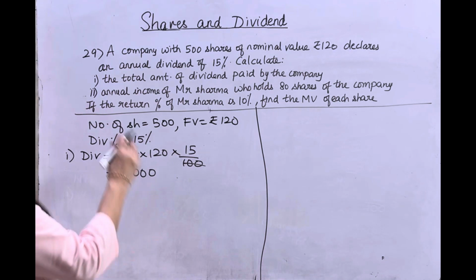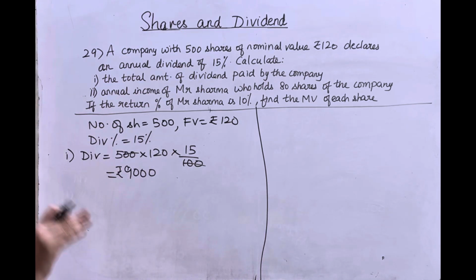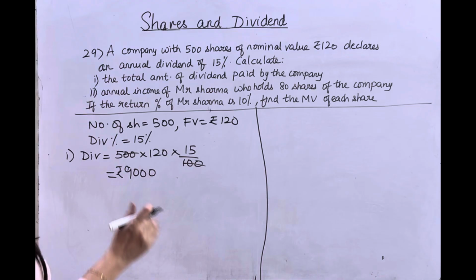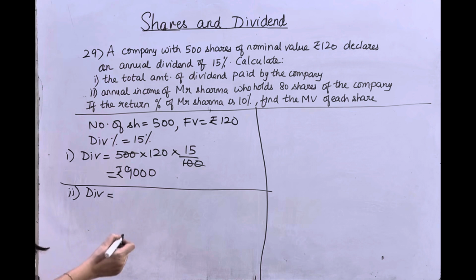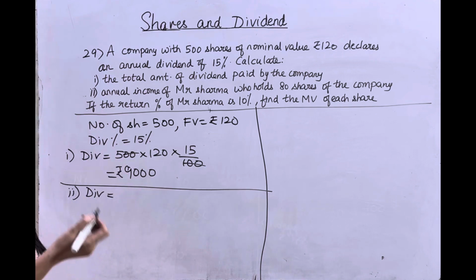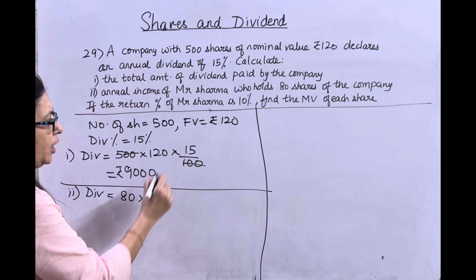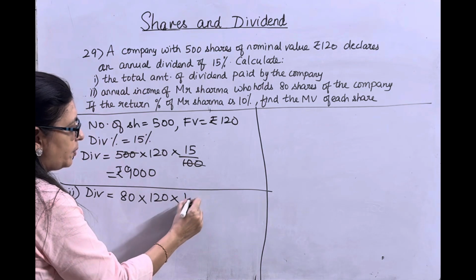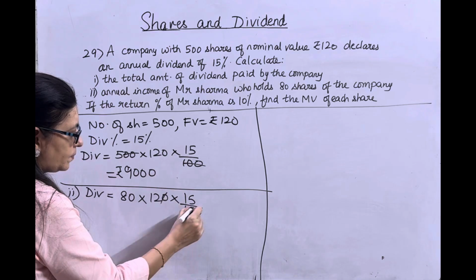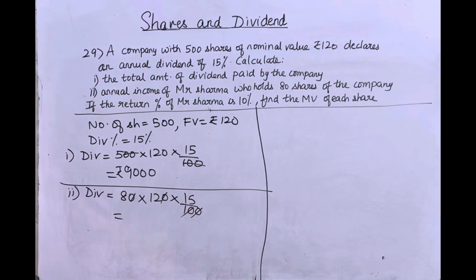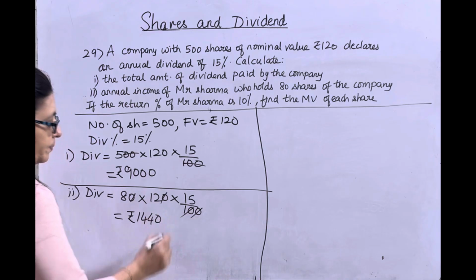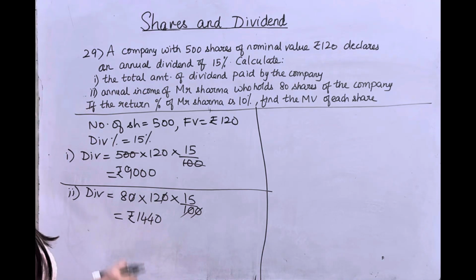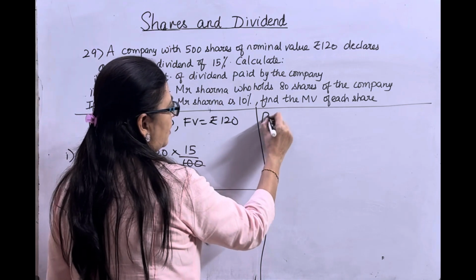Okay. Now second part. The annual income of Mr. Sharma, who holds only 80 shares of the company. So the second part would be, you have to find the dividend that Mr. Sharma will earn. Now how many shares is he holding? He is holding only 80 shares. So 80 into face value into dividend percent, 15%. 12 times 8 is 96. So 96 times 15 is 1,440.